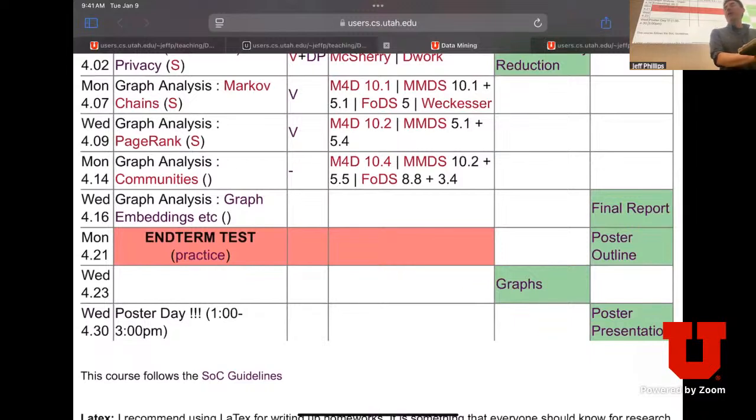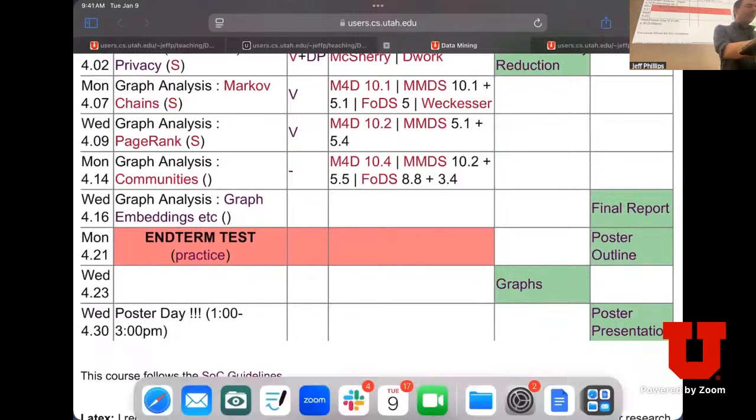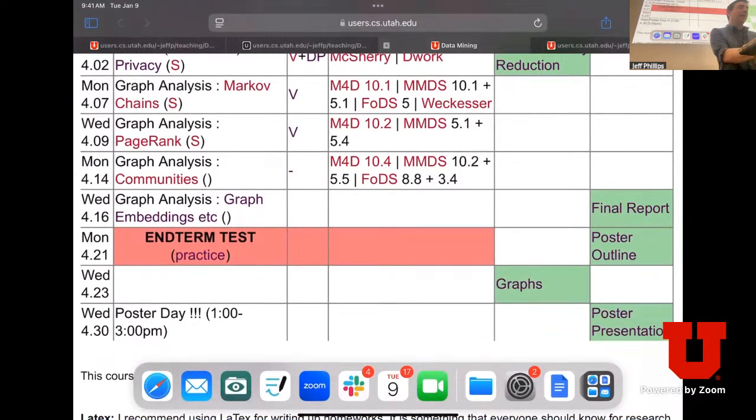If you want to see more examples of posters, you can come and see some after class.